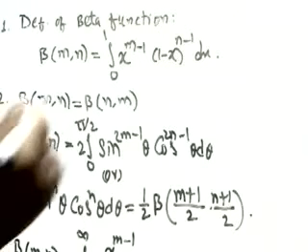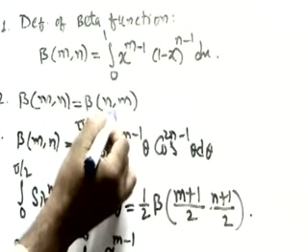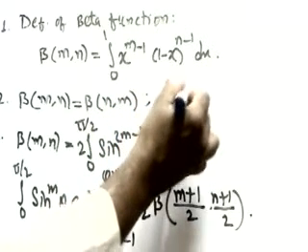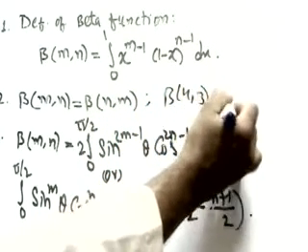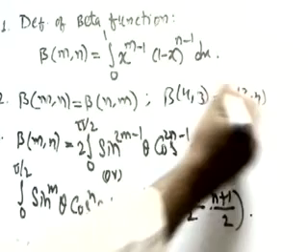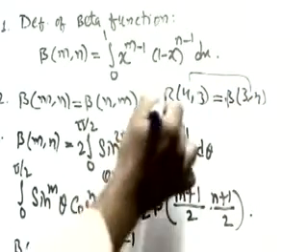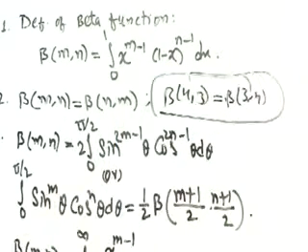Now the second formula is beta of m comma n equals beta of n comma m. That means it is interchangeable. That means beta of 4 comma 3 is equal to beta of 3 comma 4. We can interchange, the value will remain the same. This is the second concept.